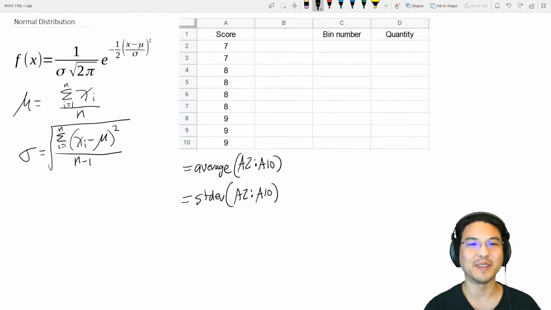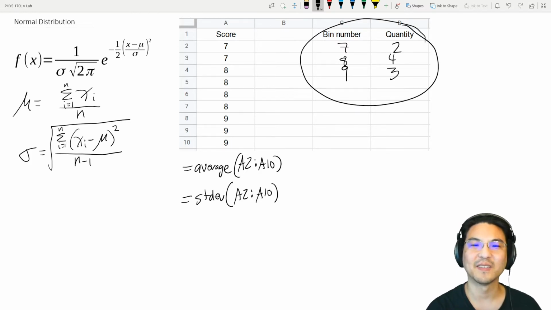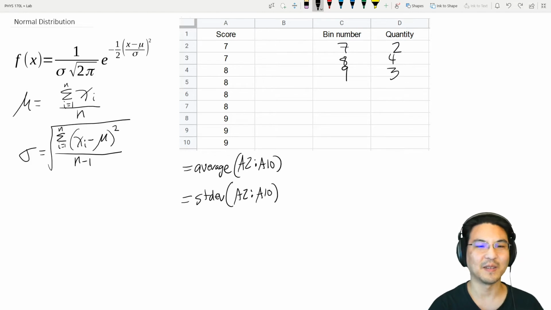But when you're taking data, it's probably more like we have bin 7, 8, 9. And we have 2 of these, 4 of these, 3 of these. So if you have data like this, how do you use these functions? Not really like this anymore, because it's not listed. So let's take a look at what this really looks like if you write it out.